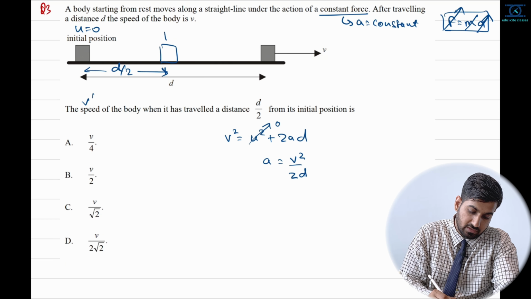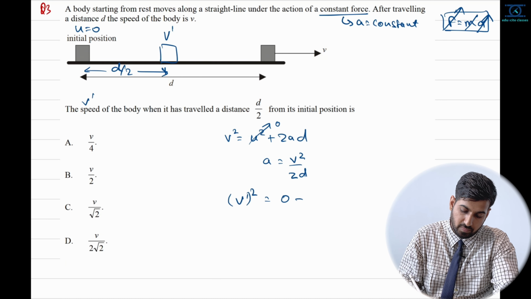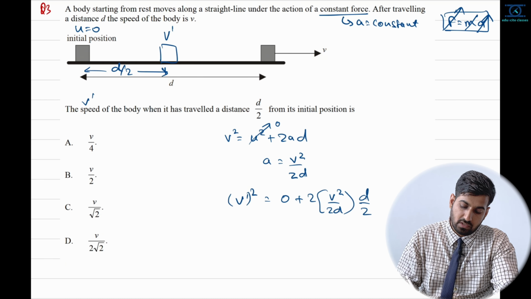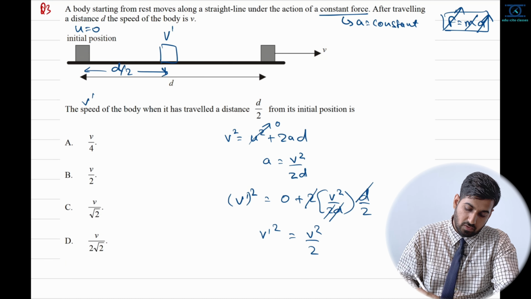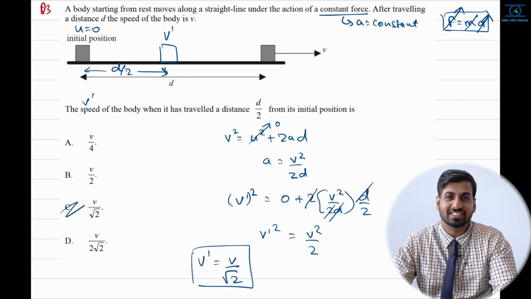Assuming at this position the speed is v dash, and that is what we have to find out. So v dash square is equal to u, which is 0, plus 2a. Now I am using a as v square upon 2d times, now the distance is d by 2. So this d and this d get cancelled, this 2 and this 2 get cancelled. So v dash square is v square by 2, or v dash is equal to v upon root 2, right? So option C is the right answer.